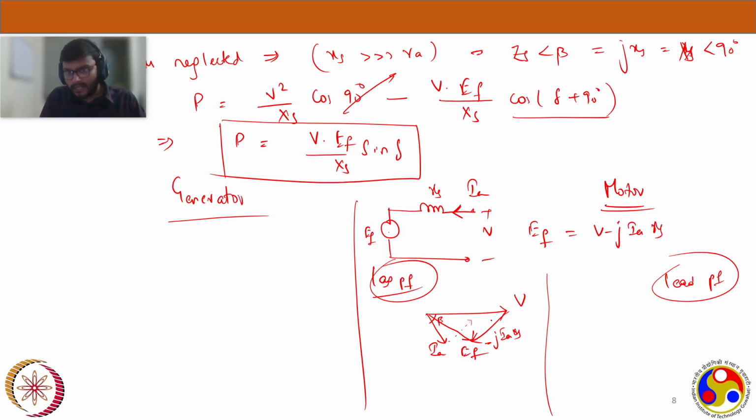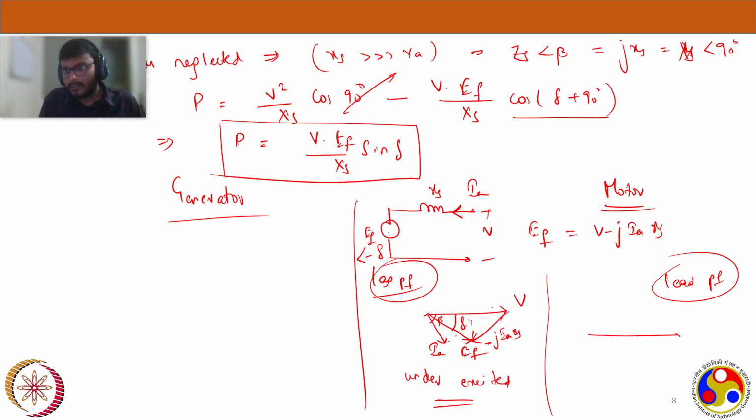Now see, EF will always be below V. This is delta, so we can write it as minus delta. And since the length of EF will always be less than V, we call it under excited.